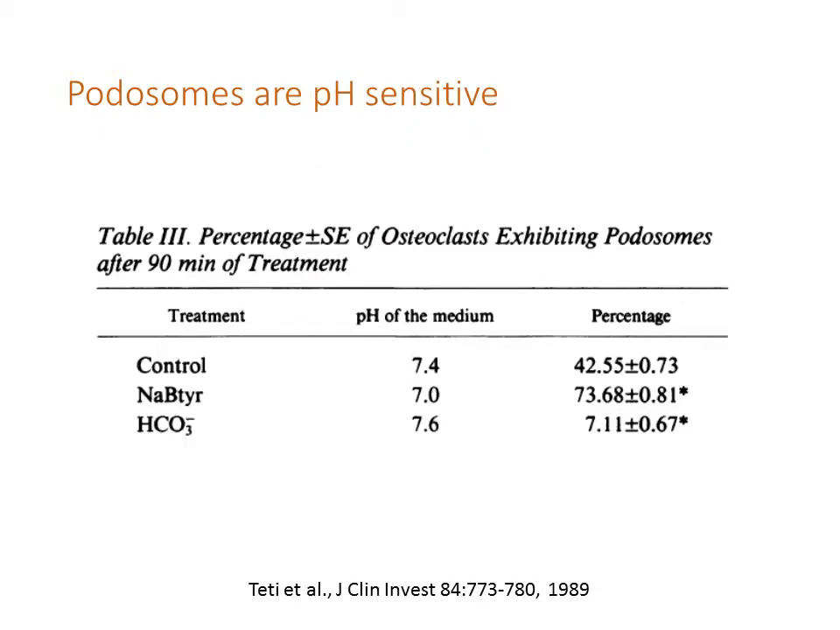Podosomes are regulated structures. We demonstrated that they are pH sensitive. In fact, when we acidify the cells with sodium butyrate, the percentage of podosomes increases over control, whereas when we alkalinize the cell with bicarbonate, the percentage of podosomes decreases. And this has to do with the resorbing function, because acidification stimulates bone resorption and alkalinization inhibits bone resorption.